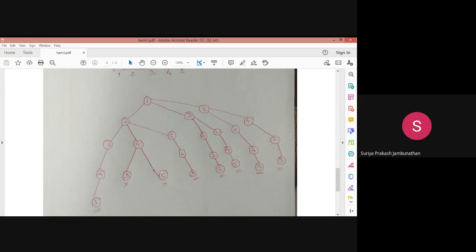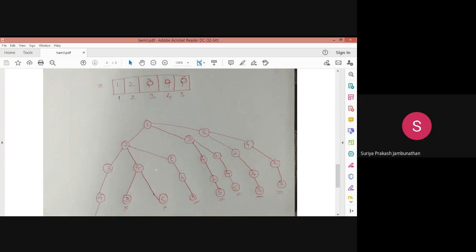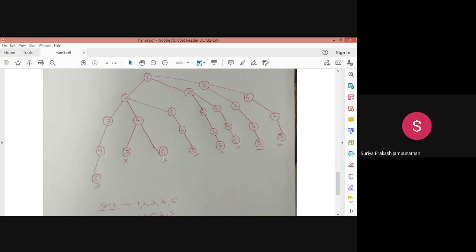So when you're taking this particular node, what happens? 1, 2, 4, then 5 we are having, no? So after 5, it's possible to reach 1. Yes, it's possible to reach 1, but we have not visited 3. So this is also not a Hamiltonian cycle.